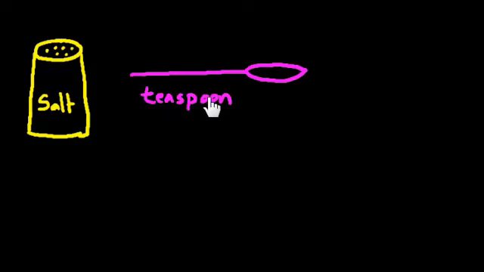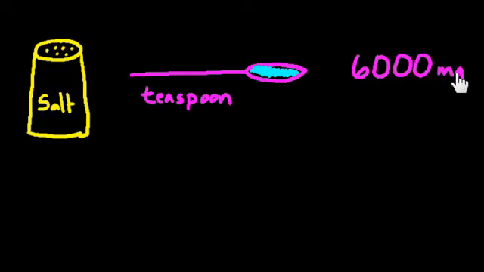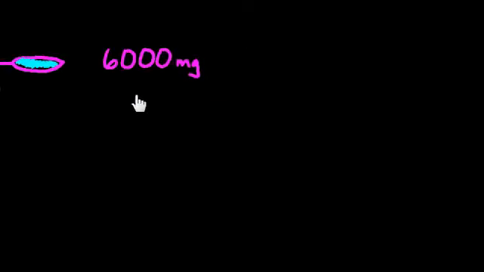and let's say I took this teaspoon of salt, here it is, and I weighed it on a scale. I would find that 1 teaspoon of salt weighs about 6 grams. Let me write that here. So it's about 6 grams. And 6 grams is the same as 6,000 milligrams. So that's the weight of 1 teaspoon of salt. Now the question comes up, how much of that is from sodium?